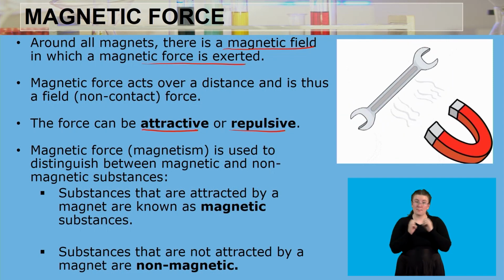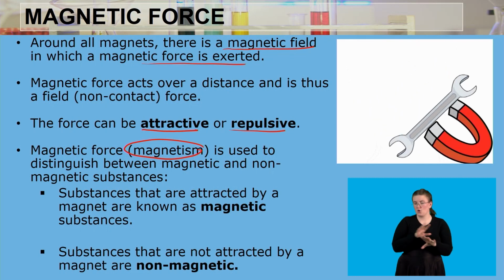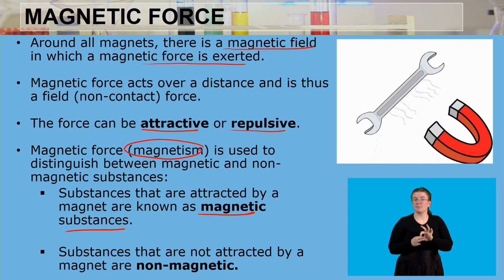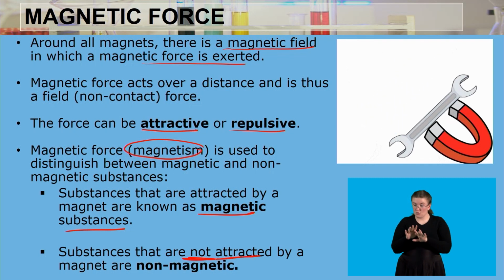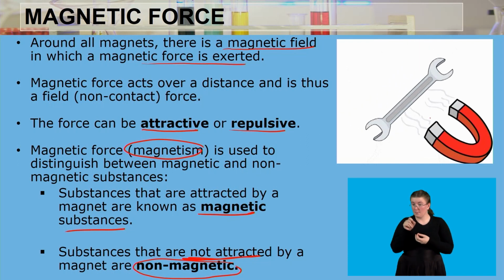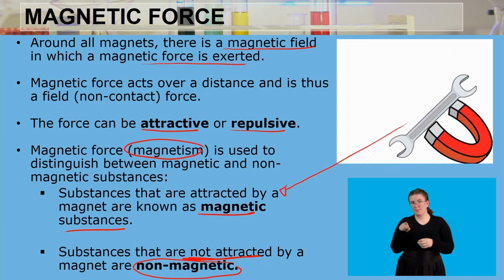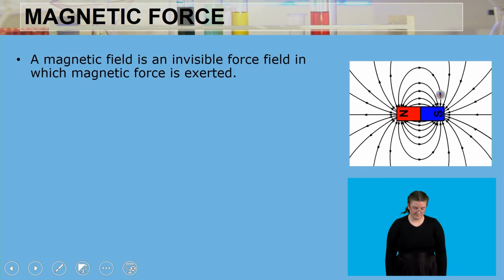Magnetic force or magnetism is used to distinguish between magnetic and non-magnetic substances. So substances that are attracted by a magnet are known as magnetic substances, and substances that are not attracted by a magnet are referred to as non-magnetic substances. So this object, because it is attracted to the magnet, is going to be called a magnetic substance.